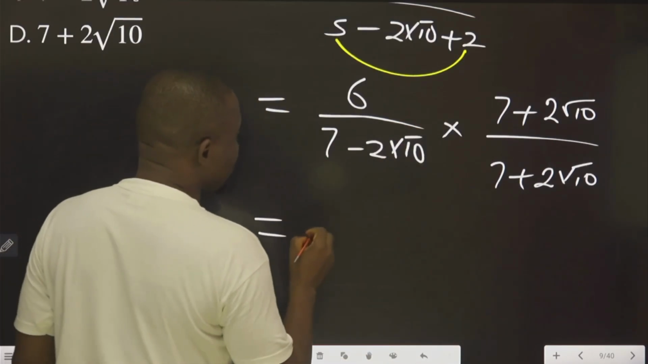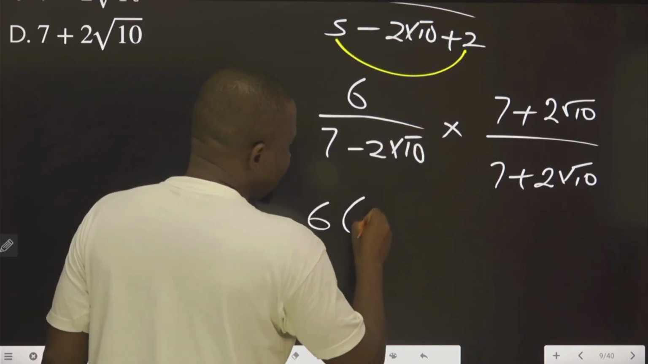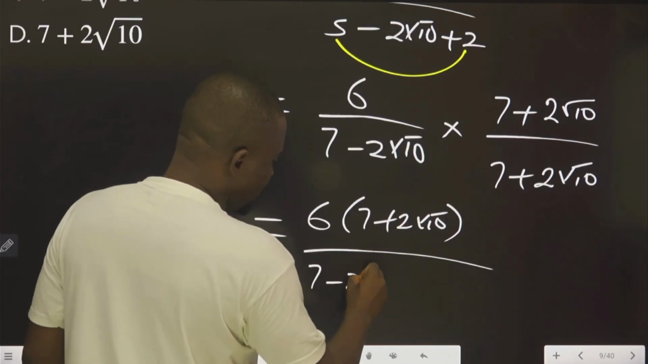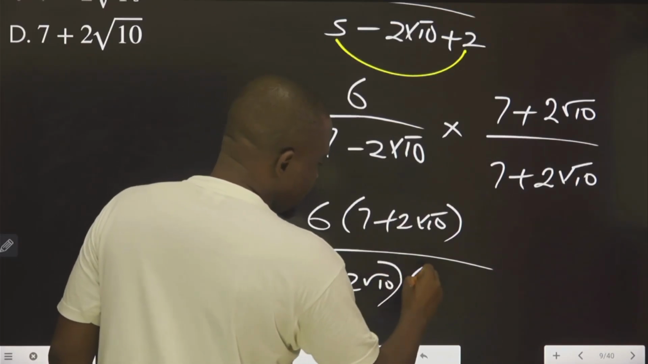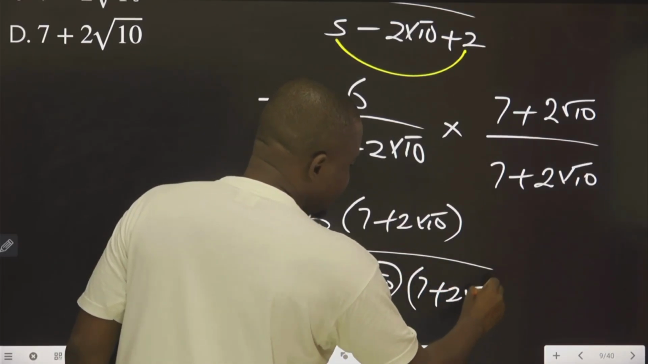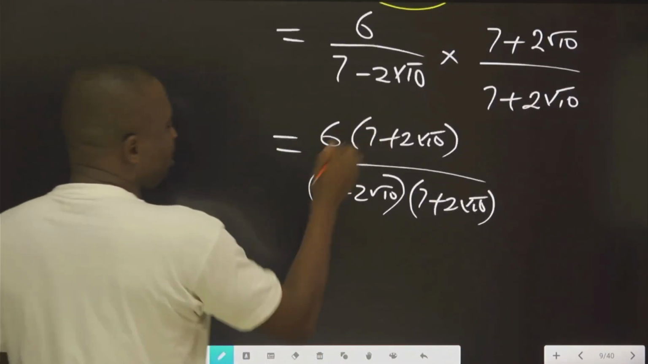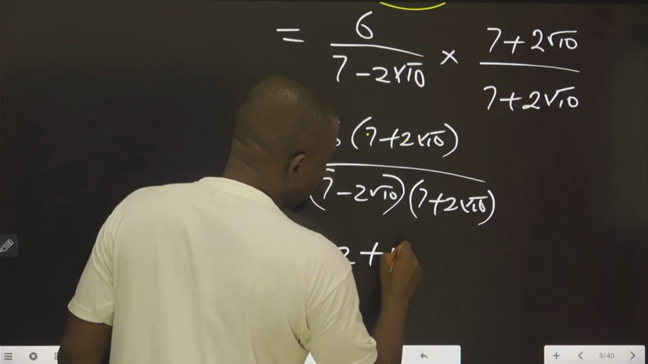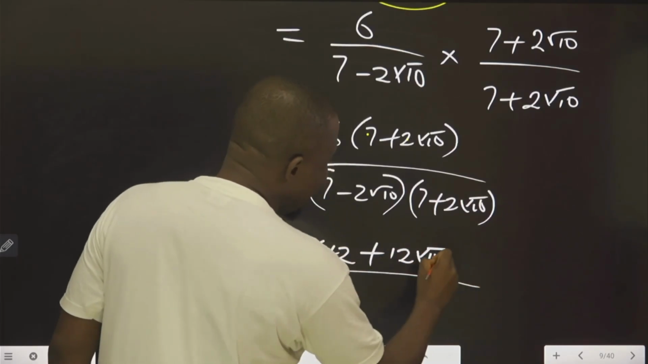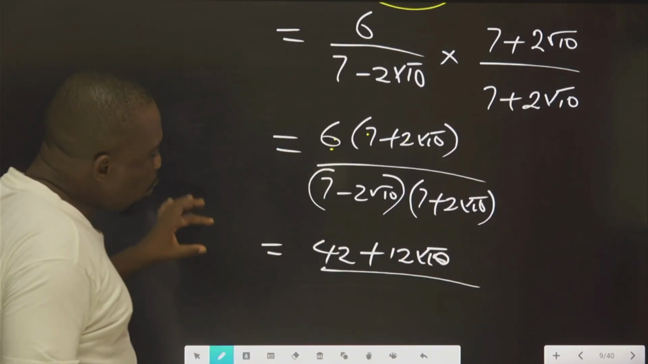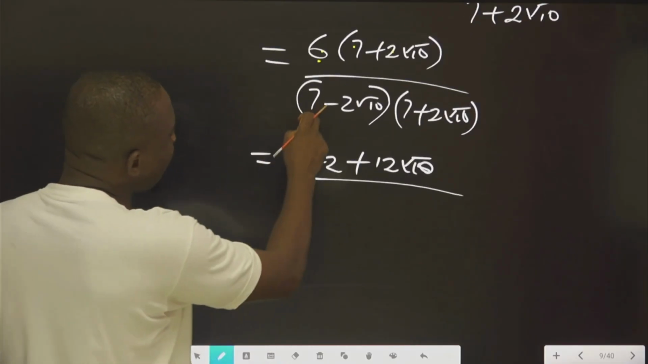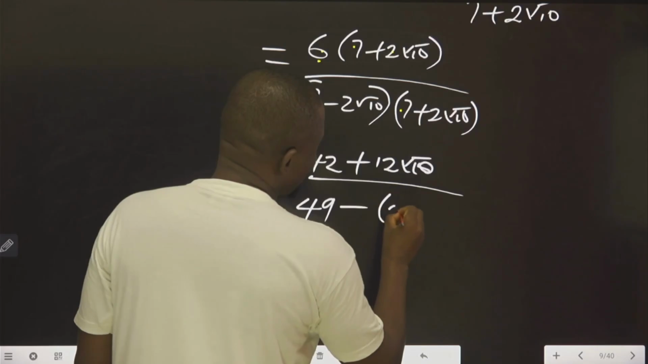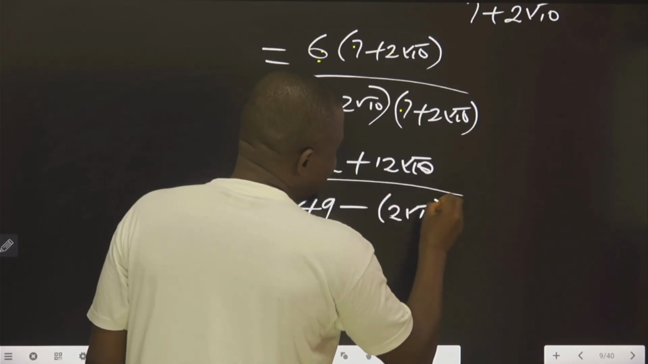Now we can work this out. This multiplied by that is 6 times 7 plus 2 square root of 10, all over 7 minus 2 square root of 10 times 7 plus 2 square root of 10. If we solve this now, this multiplied by this is 42, this will give us plus 12 square root of 10. Now, I want us to work this out. This multiplied by this will give us 49 minus 2 square root of 10 raised to power 2.